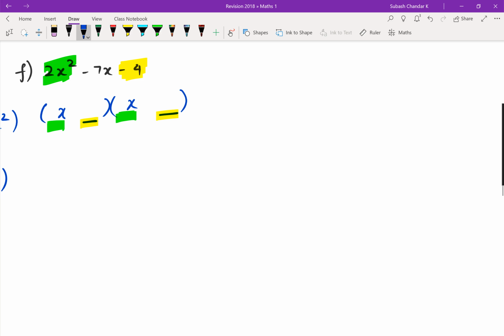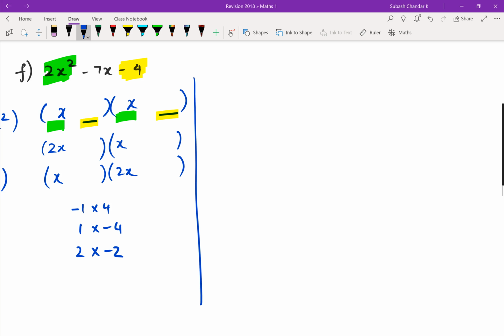Because when you figure that out, these are the possible combinations you can have. You could have 2x and x, or it could look like this, x and 2x. And then as for the -4, you've got lots of combinations, because you've got -1 times 4, you've got +1 times -4, you've got +2 times -2. So basically, this becomes a game of guess and check. It's going to take you a while. Okay, that's one way to do it. If you're unsure, use this method to guess and check.